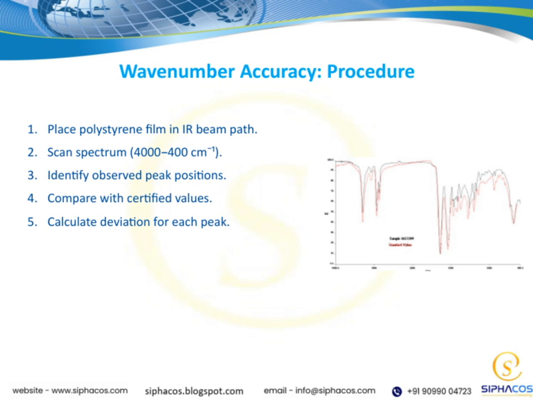Then, we compare these observed peak positions with the certified, or known, values for polystyrene. This comparison helps us see how accurate our instrument is. After that, we calculate the deviation for each peak, which tells us how far off our measurements are from the standard. These steps are crucial because they ensure our spectrometer provides precise and reliable data, which is fundamental for accurate analysis throughout the entire process.